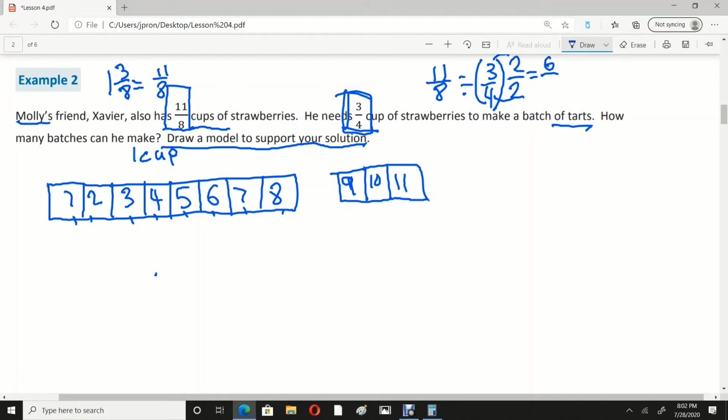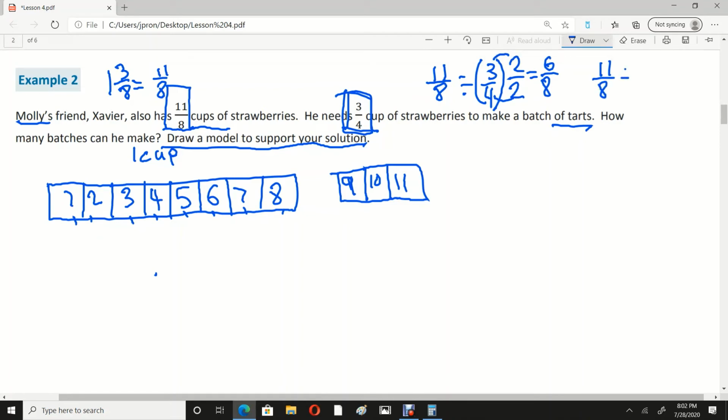Over 4 times 2 is 8. So really we could say we're dividing 8/11ths into groups of 6/8. Oh, great. Now we have common denominators. Now we can mess with these.